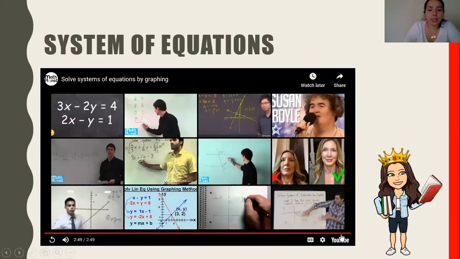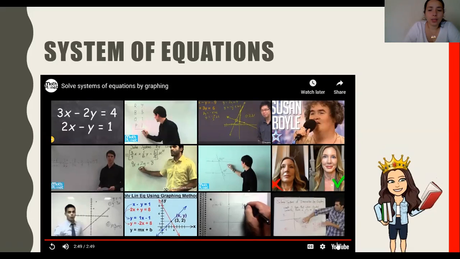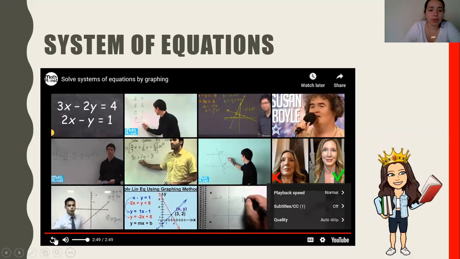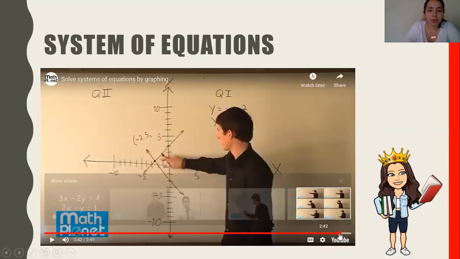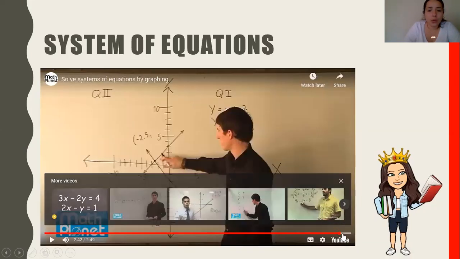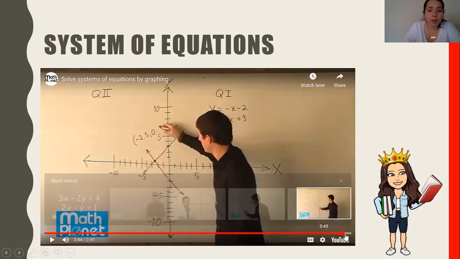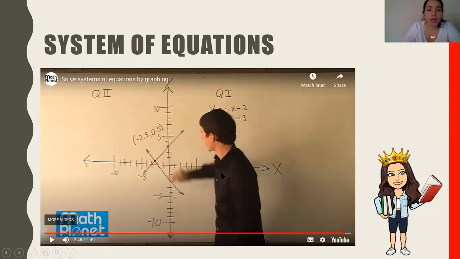Okay, so if we go back to that last part that he showed, let me see if I'm able to. Okay, there we go. So notice to find the answer, he focused on where the 2 lines meet. So where did both of the lines cross? And that is your answer.